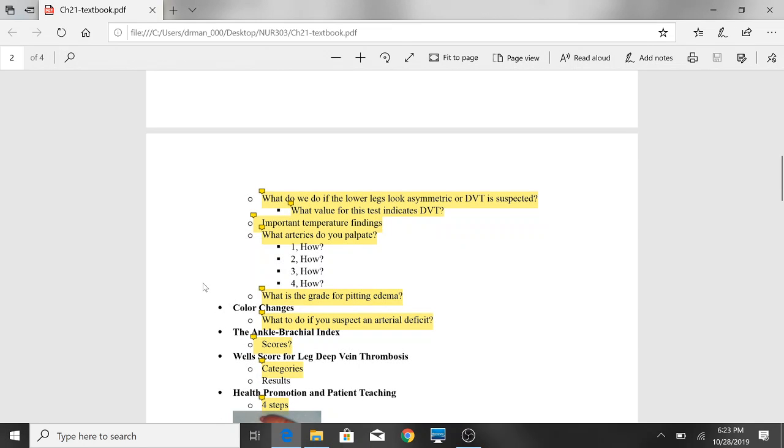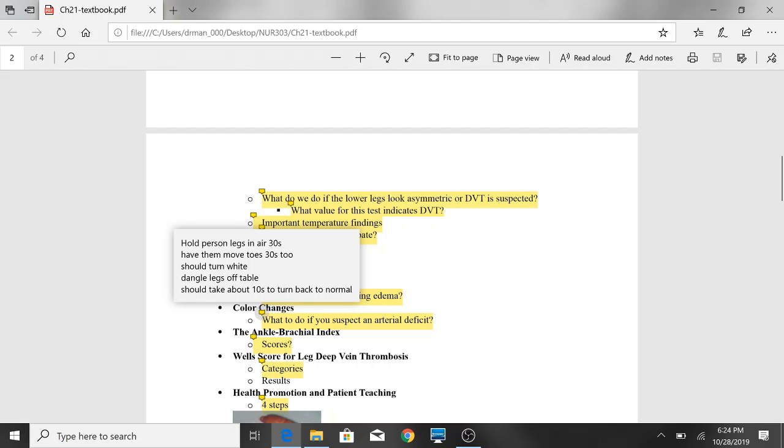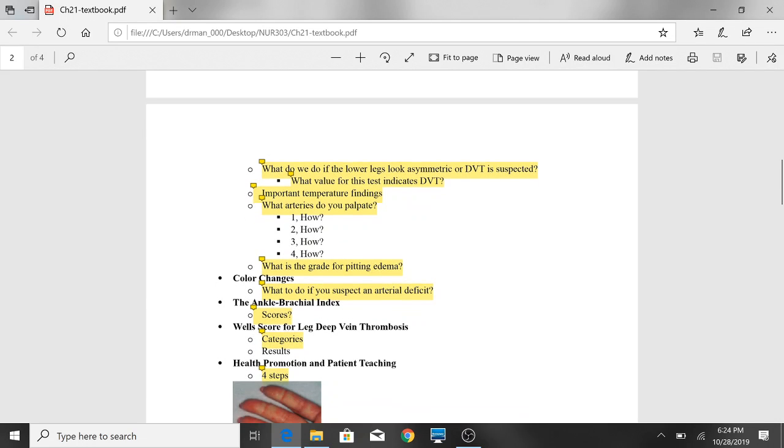Color changes. What do you expect? What do you do if you suspect an arterial deficit? It's actually kind of interesting. You're going to have them lay down in supine position, and then you're going to hold their feet up for 30 seconds, and they're going to flex their toes for 30 seconds as well. That should get all of the blood out, and you should only have the arterial blood in. Then you're going to dangle their feet off the side of a table, and it should take about 10 seconds to turn back to normal. If it doesn't, then we'll have arterial deficit.